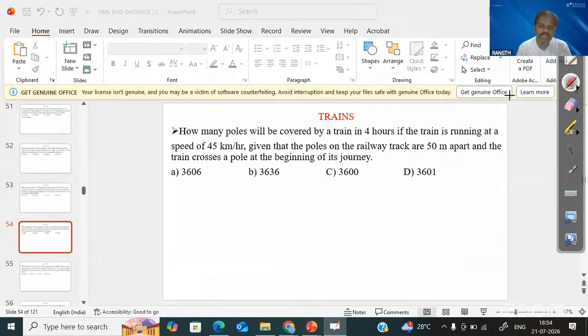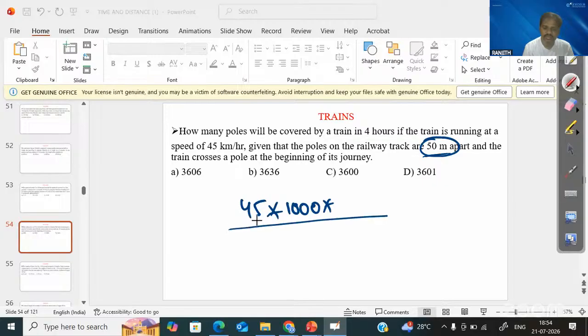How many poles will be covered by a train in 4 hours if the train is running at a speed of 45 kilometers per hour, given that poles on the railway track are 50 meters apart and the train crosses a pole at the beginning of its journey. So the train speed is 45 kilometers per hour. 1 kilometer equals 1000 meters. Why? Because each pole is spaced 50 meters apart, so I am converting 45 kilometers to meters.